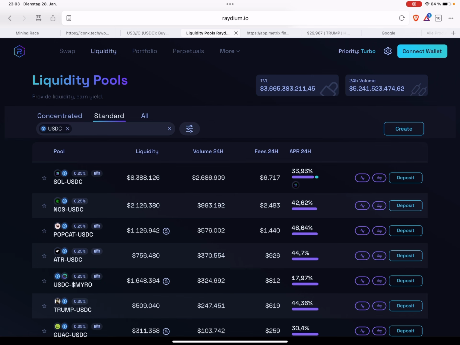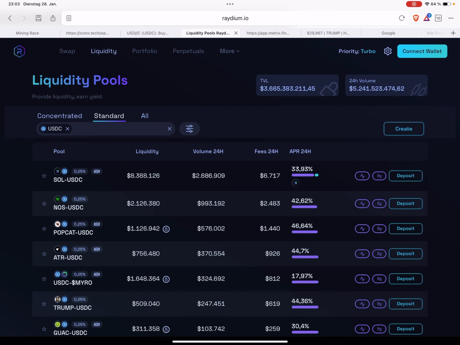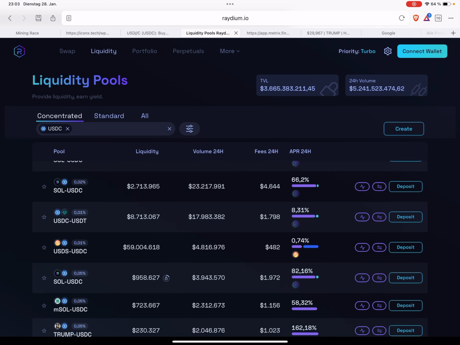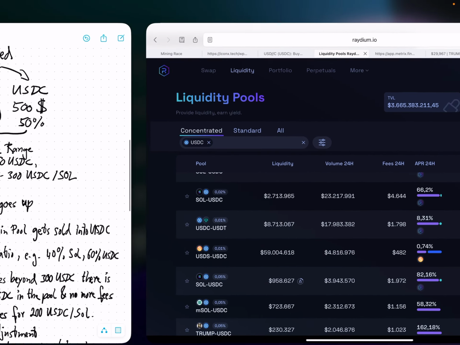And we see in the standard liquidity, we have almost 34% annual yield, while in the concentrated liquidity, for the pair of SOL USDC, we have a yield of more than 66%. So does it mean it's better to provide liquidity for the concentrated pools? No, not necessarily. And in this video, I want to explain why.